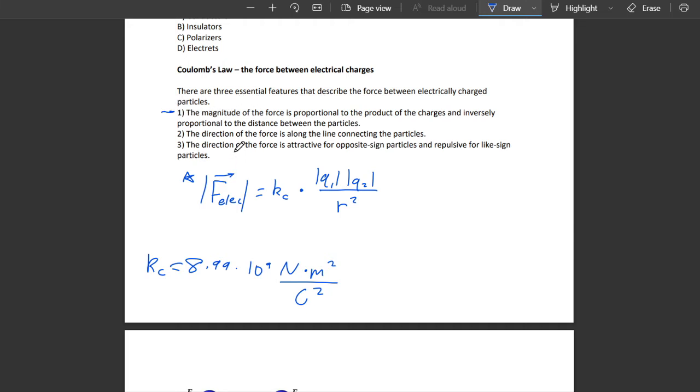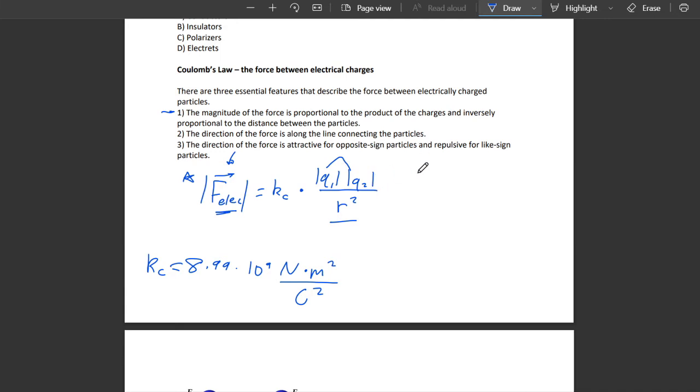The magnitude of the force is proportional to the product of the charges and inversely proportional to the distance between the particles. So the magnitude of the electric force, denoted by F electric, is equal to the product of the charges, so Q1, charge 1, times Q2, charge 2, divided by r squared, which is the distance between the particles squared. And it's important to recognize the relationship between these variables.